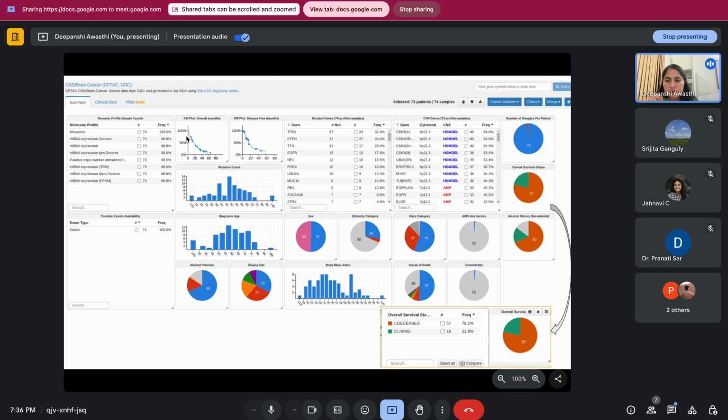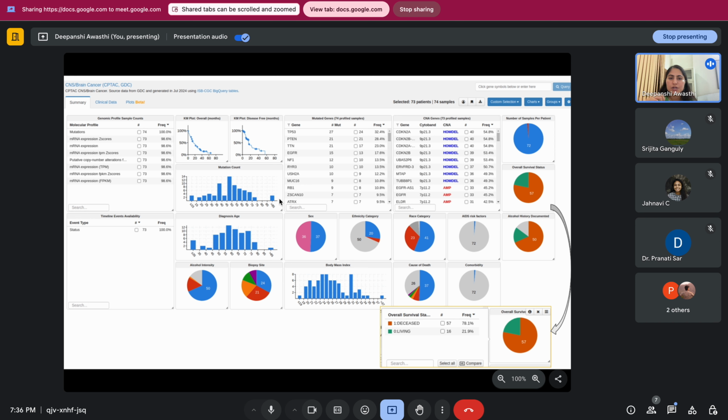Then let's move to the second section, which will give you the KM plot. These are the plots for better visualization, disease free and overall with months. Then in the second section, if you see, there are mutation counts. So how many mutations are observed? These are the number of mutations versus the number of patients.